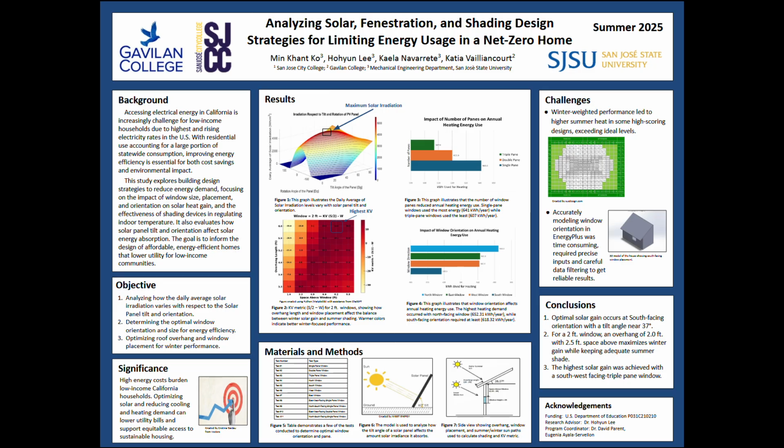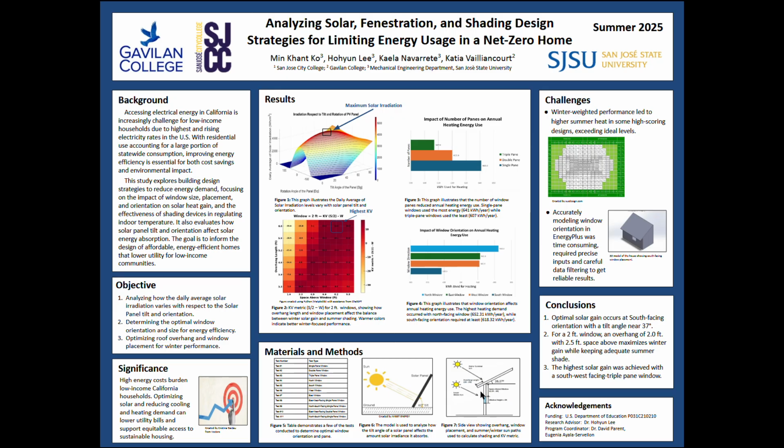And now for objective 3, this figure 7 relates to this objective, and it is a side view showing overhang, window placement, and summer-winter sun paths used to calculate shading and KV metric. Here for mine you can see the overhang length, that was a variable, as well as the space above the window, that was a variable.